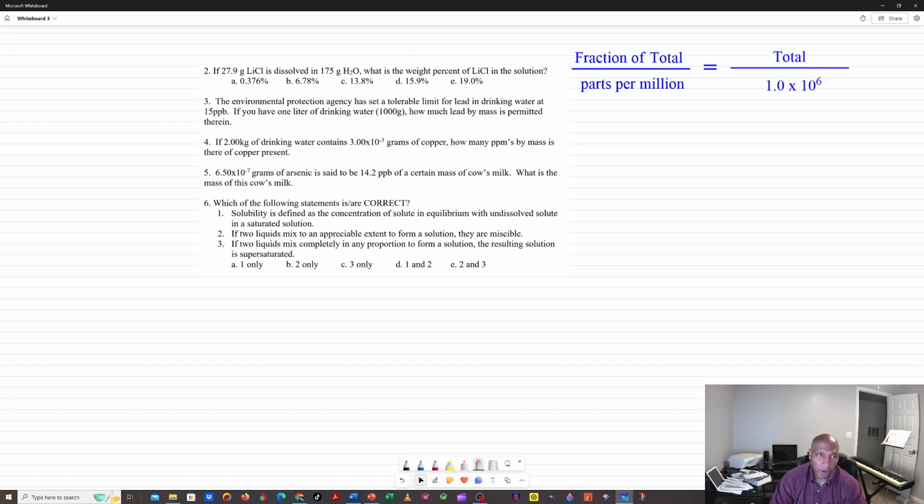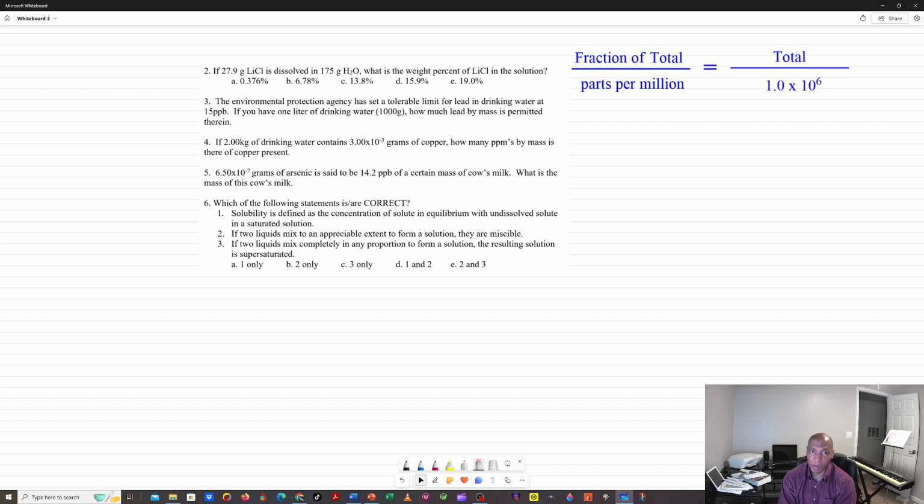So we know the total is 2,000 grams, and we know the fraction of the total is 3.00 times 10 to the negative 3 grams of copper. So we're just trying to find out how many parts per million that is. So just like before, what I'm going to do is I'm going to find out what 1 part per million is.